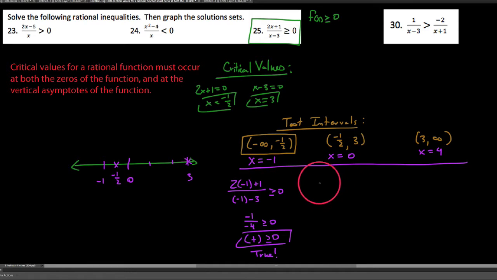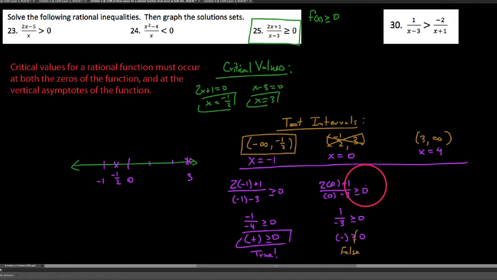Now, when we test 0, we say 2 times 0 plus 1, over 0 minus 3 in the denominator, greater than or equal to 0. I get 1 on top and negative 3 on bottom. In other words, I got a negative being greater than or equal to 0, which is false. So if that's false, then nothing on that test interval can be a solution if 0 wasn't a solution.